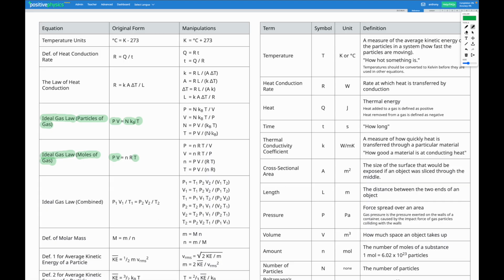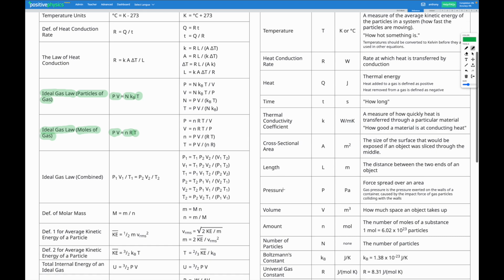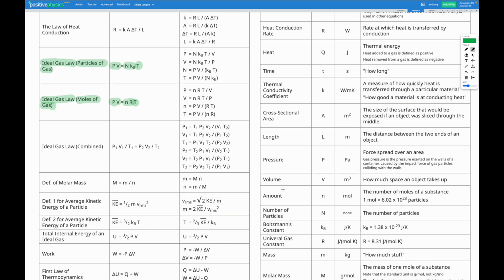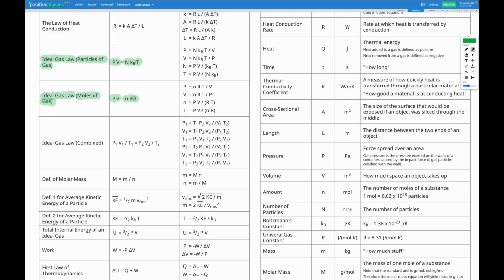For the moles of gas law, the little n represents moles of gas, and the R represents the molar gas constant. We can see over here Boltzmann's constant, KB, is 1.38 times 10 to the power of negative 23 joules per Kelvin. And the universal gas constant, or the molar gas constant, R, is 8.31 joules per mole Kelvin.